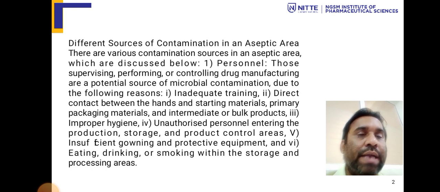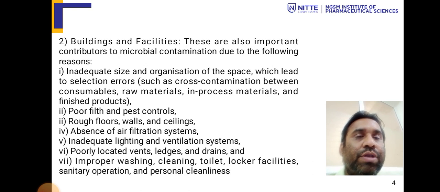Unauthorized persons entering the production, storage and production control areas should be avoided. Insufficient gowning and protective equipment, such as gloves or shoes not worn properly, can lead to contamination, or can be a source of contamination. Eating, drinking, smoking within the storage area and processing area can also be a reason for contamination.